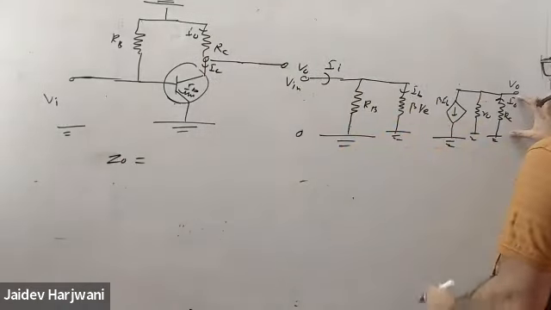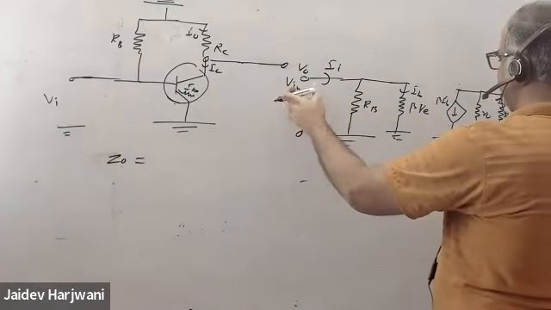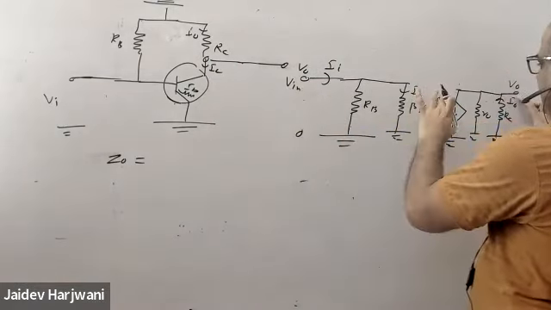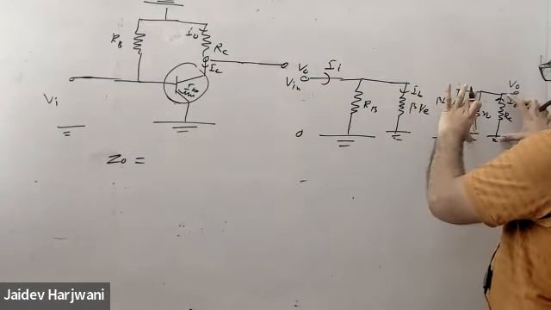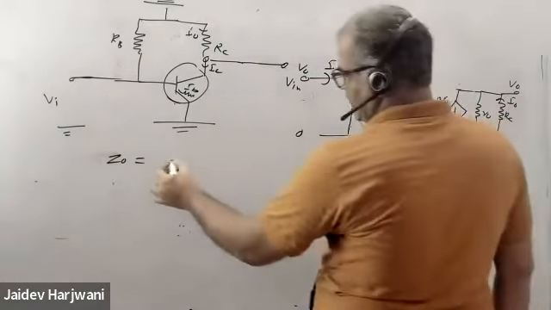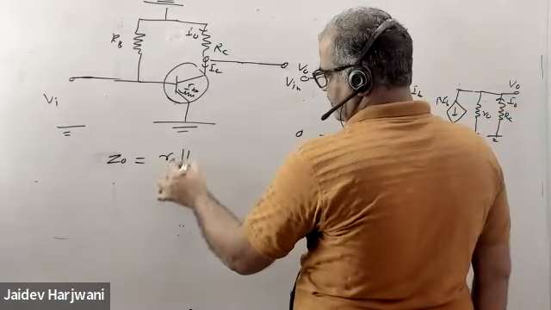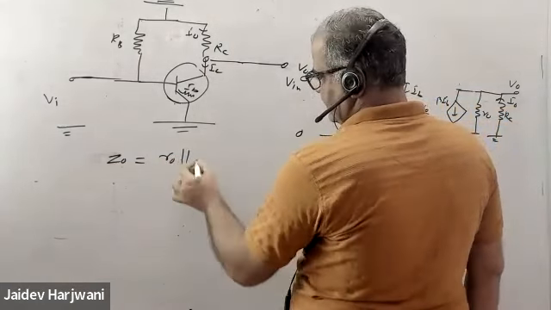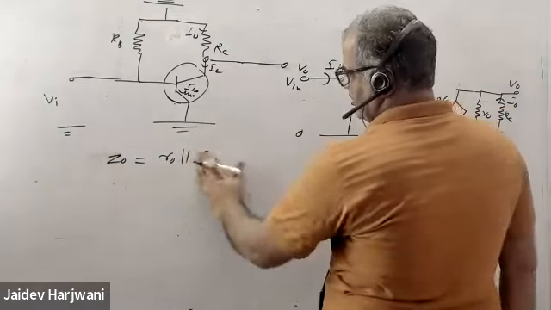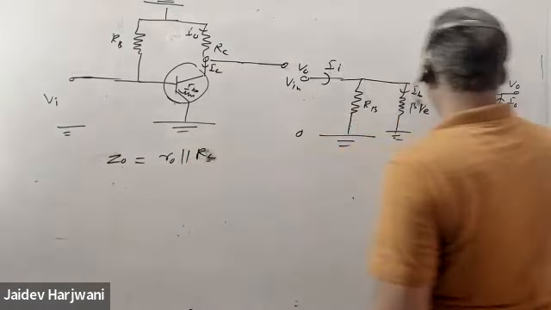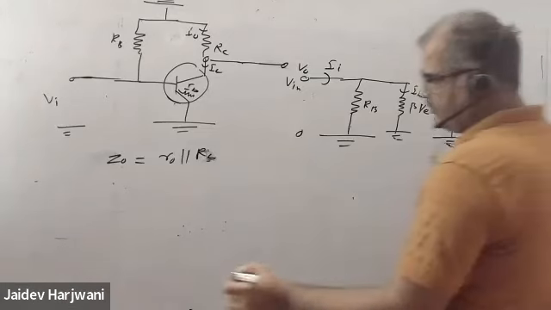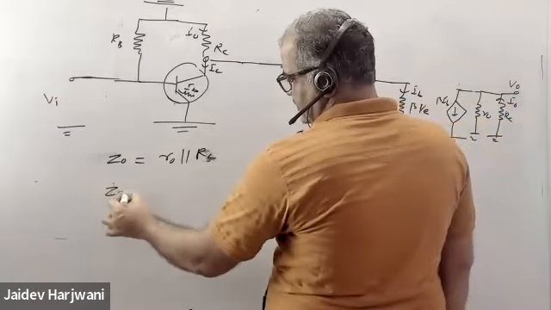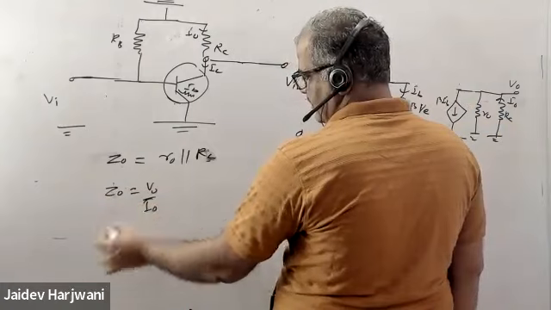What is the here? So simply you need to make this zero. If this becomes zero, this IB is zero, you make the source open. So once this is open, only two resistances are in parallel. Okay, so your Z naught was simply R naught parallel RC, the parallel combination of this one. And if you want to calculate, you can calculate like this: Z naught is V naught upon I naught.